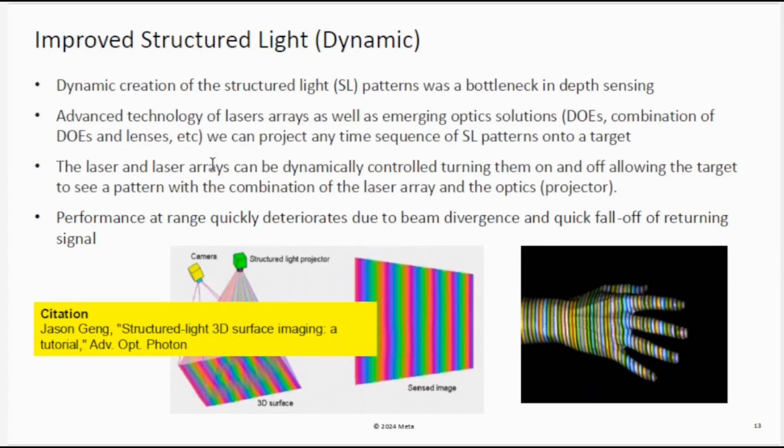There is something called an improved structured light system, which is really more of a dynamic one, where you can change the pattern on the fly. That gives you more degrees of freedom as far as getting the accuracy and the precision that you need. And that's fundamentally what that is. But once again, performance at range will always go down.